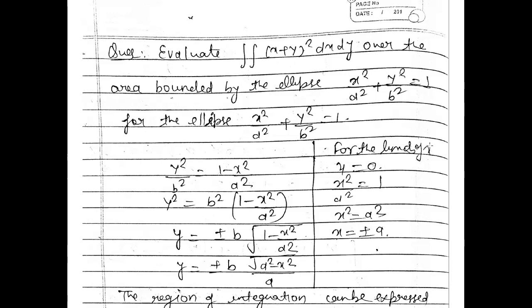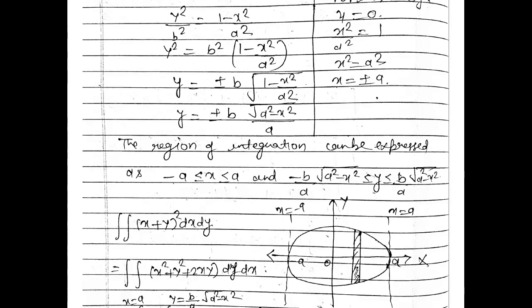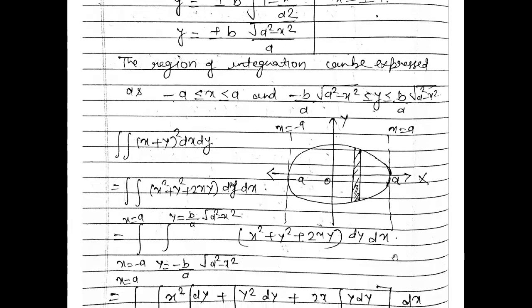For the limits of x, just put y is equal to 0 here, so x square upon a square is equal to 1, and x square is equal to a square, x is equal to plus minus a, right? The region of integration can be expressed. So our x limit is given minus a to a, and our y limit is given minus b upon a square root of a square minus x square to plus b upon a square root of a square minus x square, right?